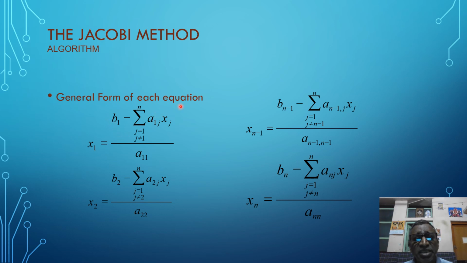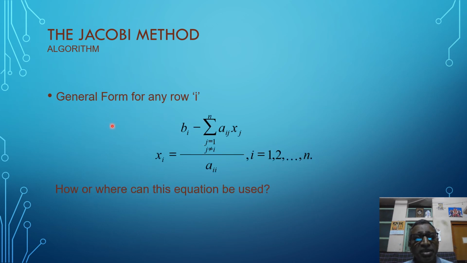The general form of each equation is given as follows. x1 equals b1 minus sigma a1j xj, where j runs from 1 to n, j not equal to 1, and so on. Similarly for x2, up to xn minus 1 and xn. Any ith variable can be given by this general formula: xi equals bi minus sigma aij xj, j equal to 1, j not equal to i, divided by aii, where i is running from 1 to n.